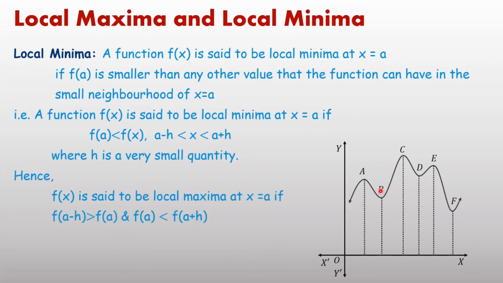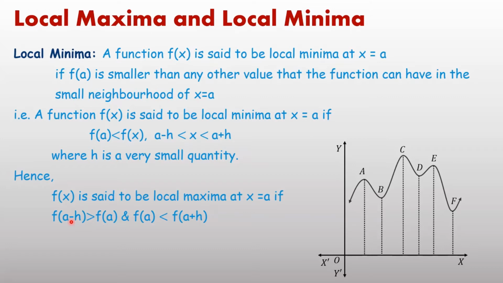Again, in the graph, you can easily observe that point b, point d, and point f are the points of local minima. At point b, in a small interval, the value of function is minimum. But if you increase the interval, it is not minimum. At f, it will be minimum. Therefore, local minima means in a very small interval we check whether the value of function is minimum or not.